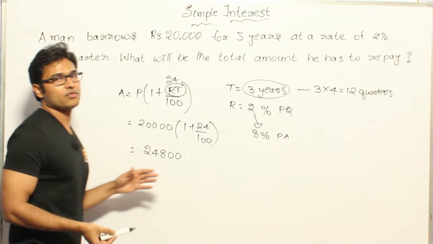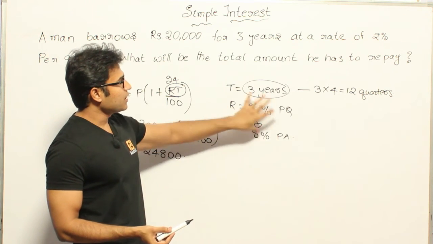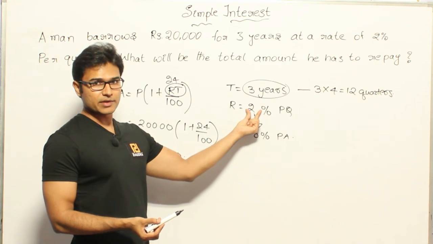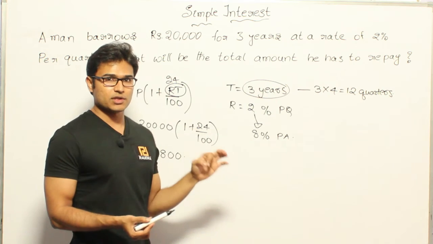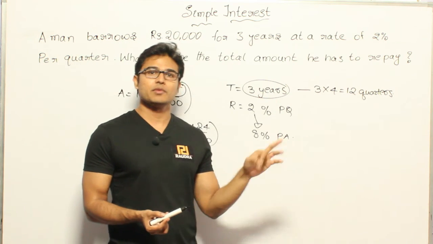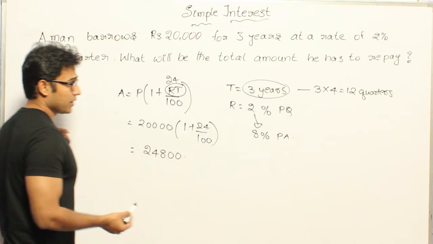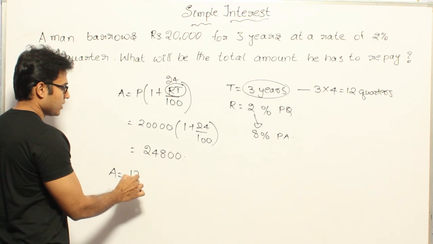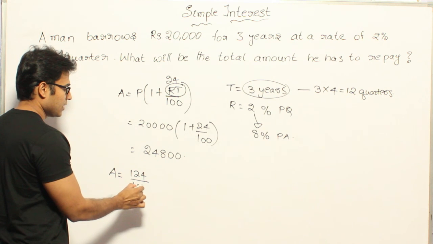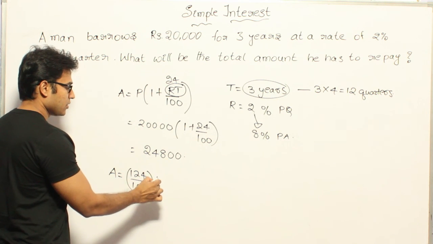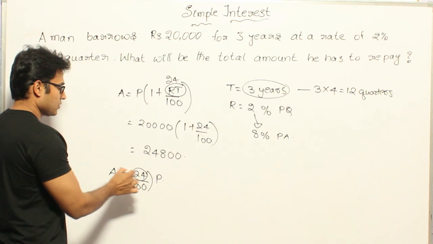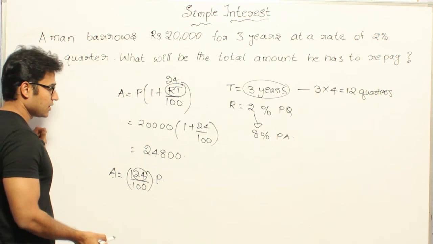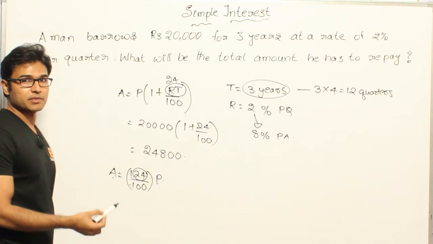Another way you can find it is, if you assume that this is the profit you are going to get, in 1 quarter you get a profit of 2%, and there are totally 12 quarters. Therefore you are supposed to get a total profit of 24% on the principal invested, right? Therefore if you have to get 24% profit, then the amount is equal to 124% of the principal, right? So why 124%? Because you are going to get the 24% profit. Got it? So the amount equals 124% of the principal, right? So even if you do it this way, you are going to get the same thing.